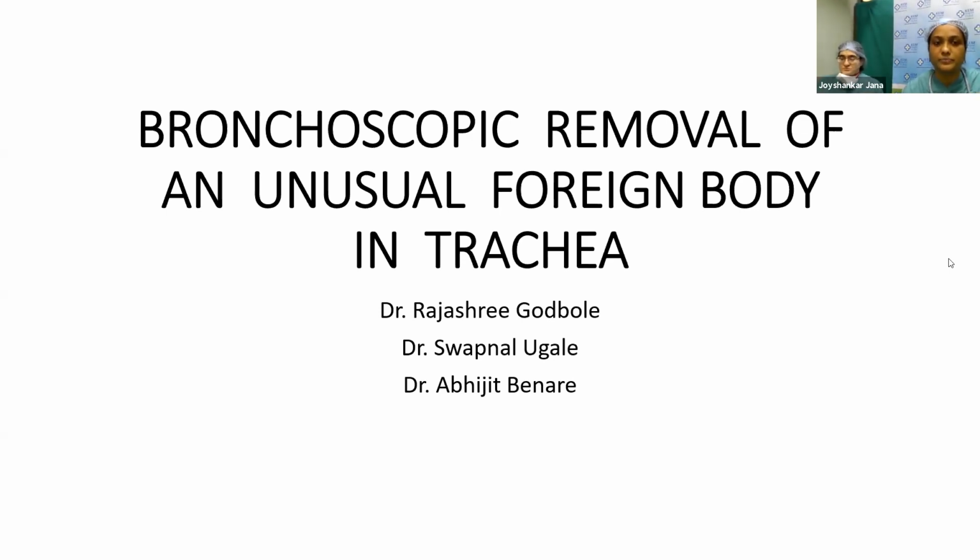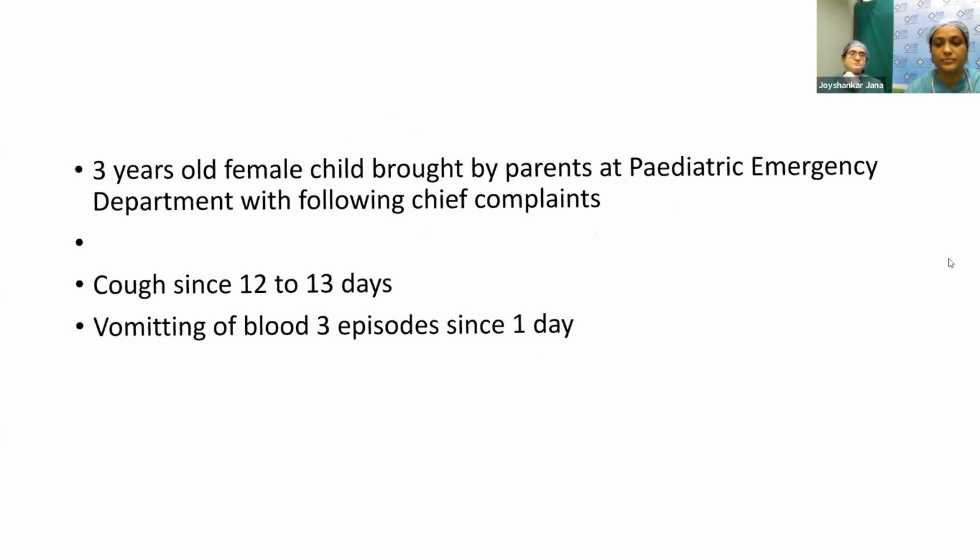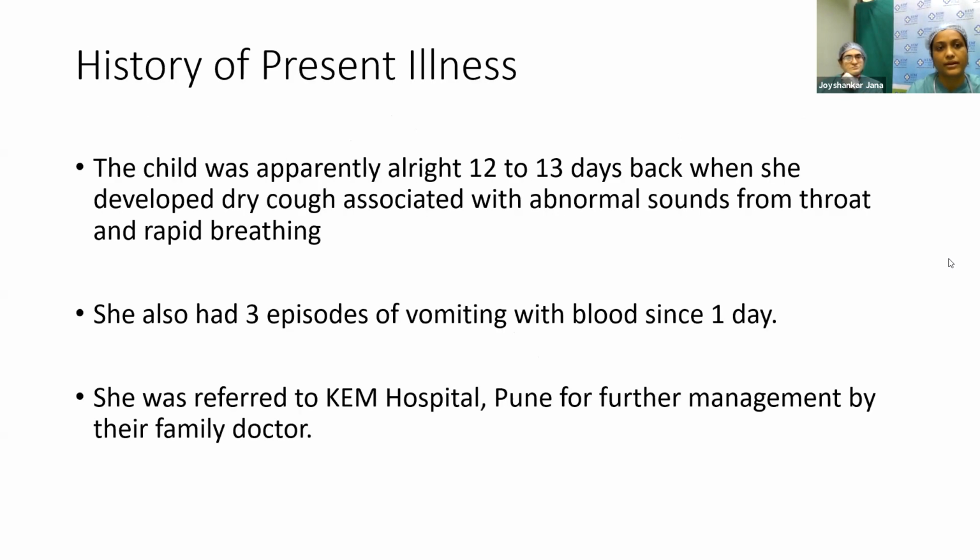Very good evening to everyone. So, starting with the presentation. It was a 3-year-old female child brought by parents to the pediatric emergency department with the following chief complaints. She had cough since 12 to 13 days, and vomiting of blood, 3 episodes since 1 day. The child was apparently alright 12 to 13 days back when she developed dry cough associated with abnormal sounds from the throat and rapid breathing. She also had 3 episodes of vomiting with blood since 1 day. She was referred to KEM Hospital Pune for further management by their family doctor.